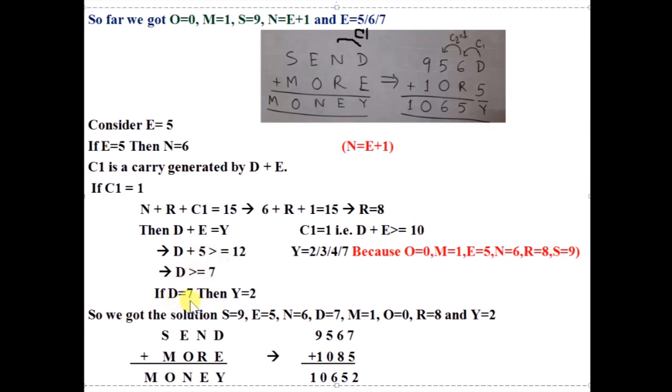If D equals 7, then Y will be 2. So this is the unique solution of this particular problem. We have assigned all the numbers to all the letters. S equals 9, E equals 5, N equals 6, D equals 7, M equals 1, O equals 0, R equals 8 and Y equals 2.